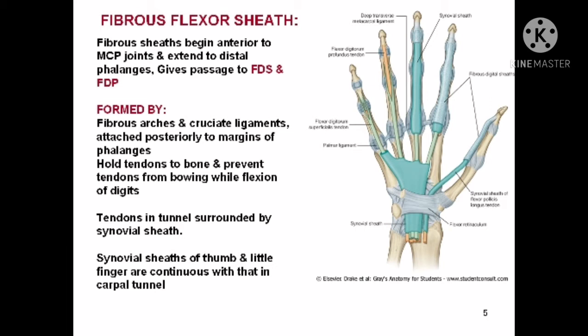The tendons in the tunnel are surrounded by the synovial sheath. The synovial sheaths of the thumb and the little finger are continuous with that in the carpal tunnel. The synovial sheath of the thumb is also called the radial bursa, and that of the little finger is called the ulnar bursa.